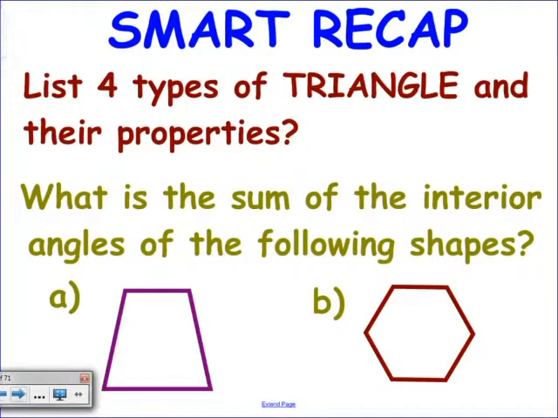List 4 types of triangle and their properties. That's your first question. You will need to write these down. And what is the sum of the interior angles of those 2 shapes? Let's cover these quickly then. So the 4 types of triangle.